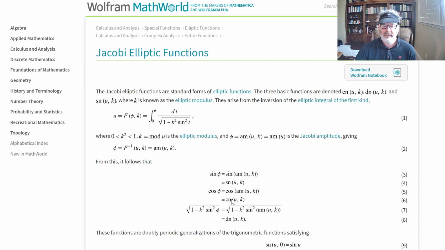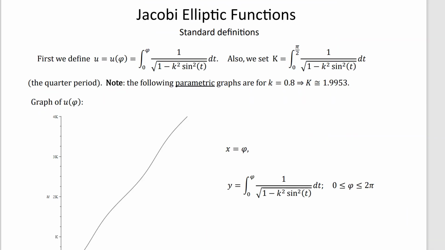And similarly, cn u will be cosine of phi, and dn u will be this quantity. It can also be thought of as d phi du, which is 1 over du d phi. That'll give this same value right here. So again, I rewrote this definition for u in terms of phi.